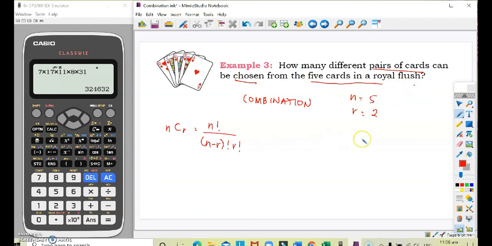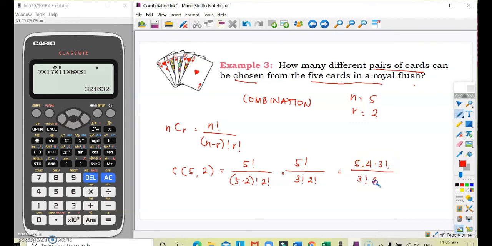To identify the different pairs of cards that we can choose from the 5 cards in a royal flush, we can get 5 choose 2, which is 5 factorial over quantity 5 minus 2 factorial times 2 factorial, which is equal to 5 factorial over 3 factorial times 2 factorial. And that's equal to 5 times 4 times 3 factorial over 3 factorial times 2 times 1.